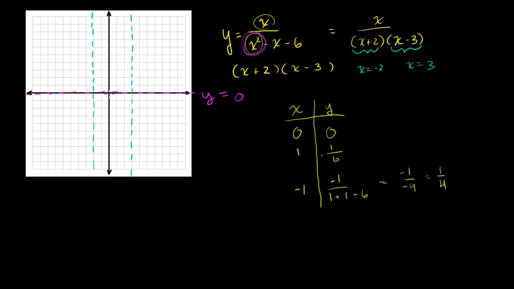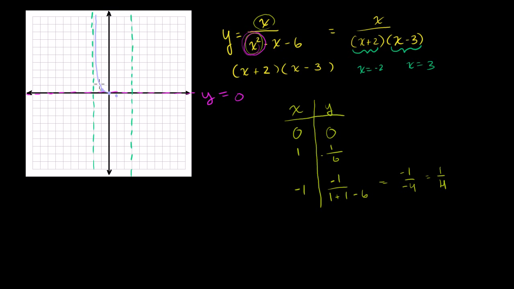So let me draw this. At negative 1, we're at 1/4 right here. That's about right there. I'll do it in a darker color. We had the point 0, 0. And then at x is equal to 1, we had negative 1/6. So you could keep graphing more and more points. But it looks like as we approach this vertical asymptote from the right, we go to positive infinity, and that should make sense.